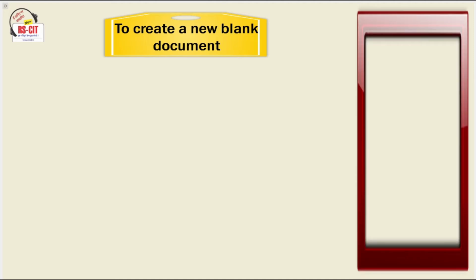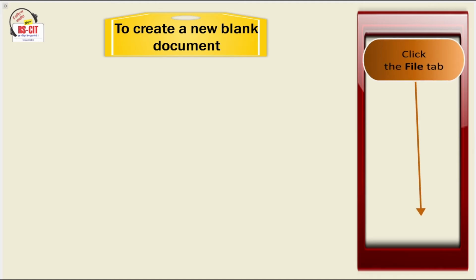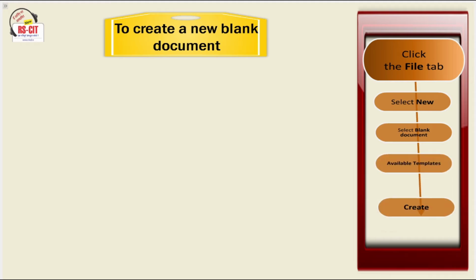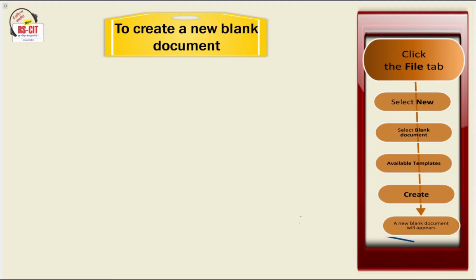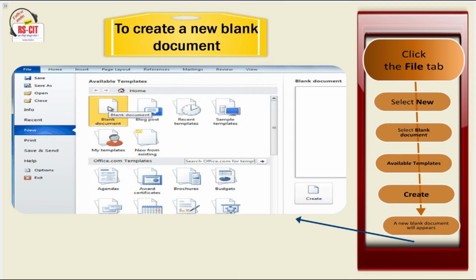Let's have a look at the process of creating a new document once again. To create a new blank document, click on the File tab to go to the Backstage View. Select New and then select Blank Document under Available Templates. Click Create. A new blank document will appear in the Word window. Creating a document using a template available in the New Document pane can save you a lot of time.